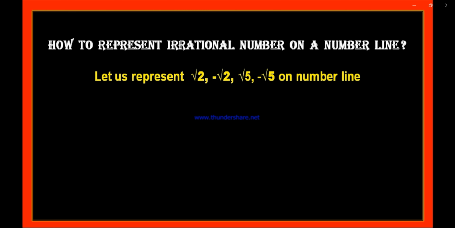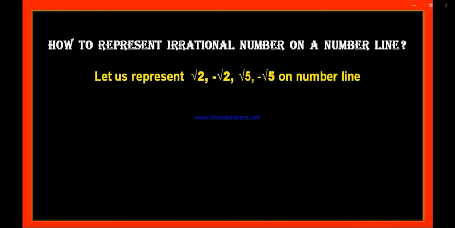How to represent an irrational number on a number line? The simple example for an irrational number is root 2. We know that. Now let us represent plus root 2 and minus root 2, plus root 5 and minus root 5 on the number line. You come across this type of question in your 9th class, isn't it?